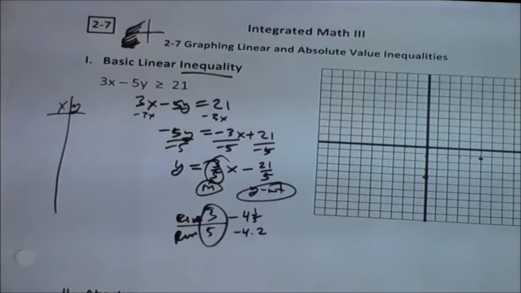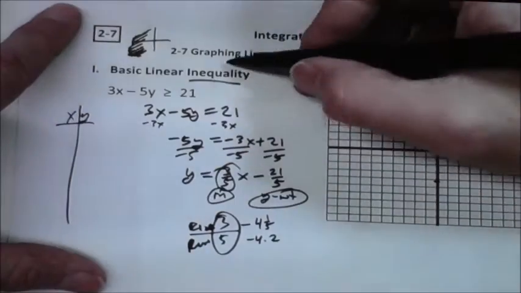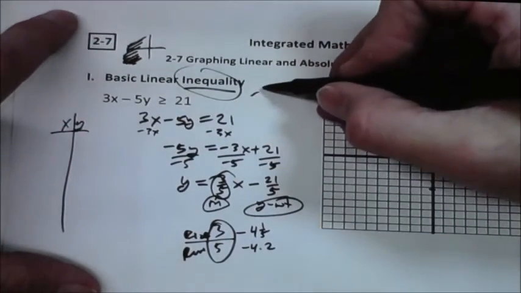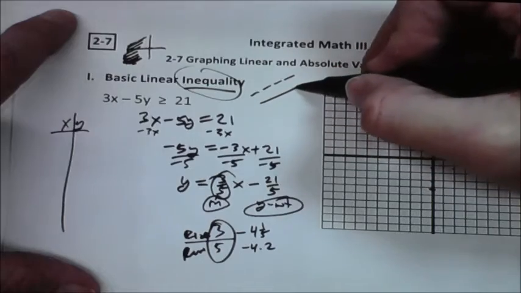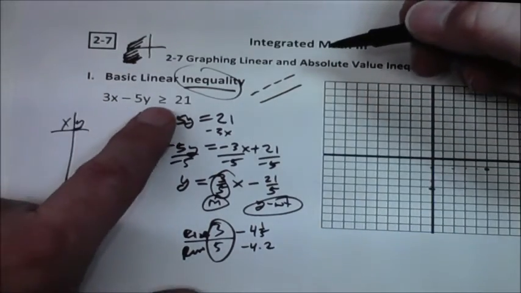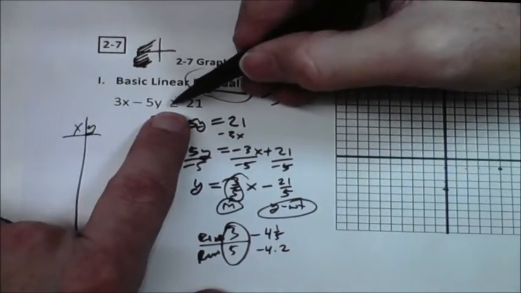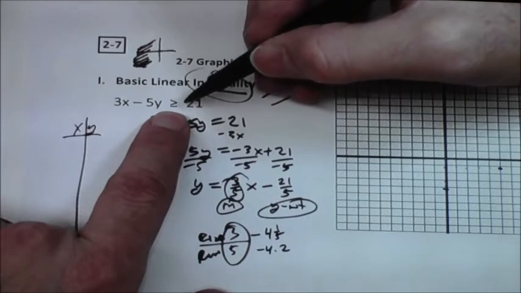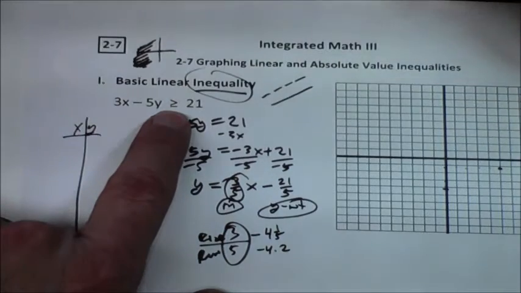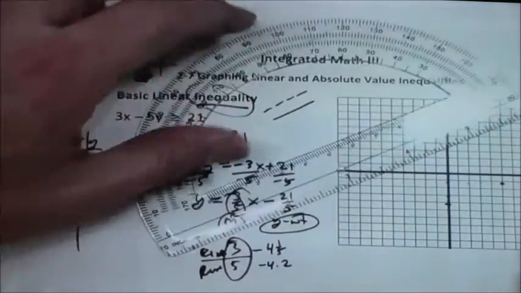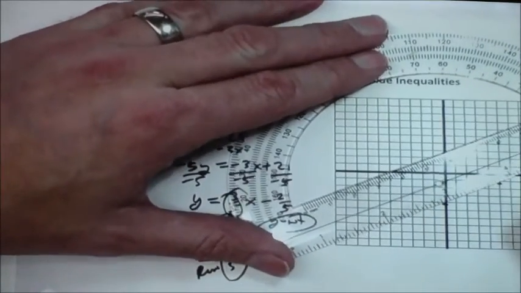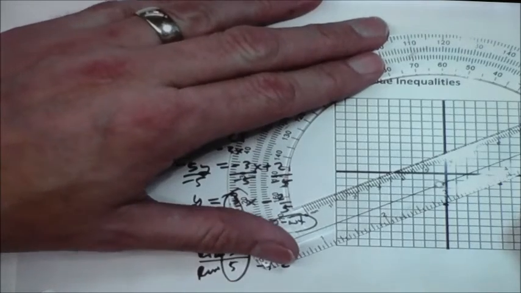Here's the problem. Because it's an inequality, I have to decide, is it a dashed line or is it a solid line? And that's where the little line underneath the greater than part comes in. That says greater than or equal to, and if it's equal to, it's a solid line. So I'm going to use a solid line this time. The next problem we do, we'll have a dashed line, so you get some practice doing the dashed lines.